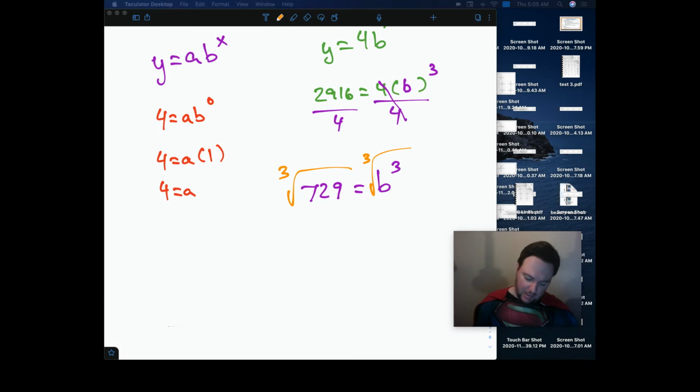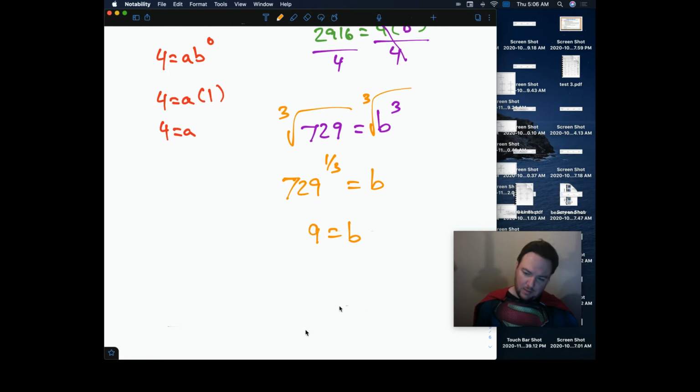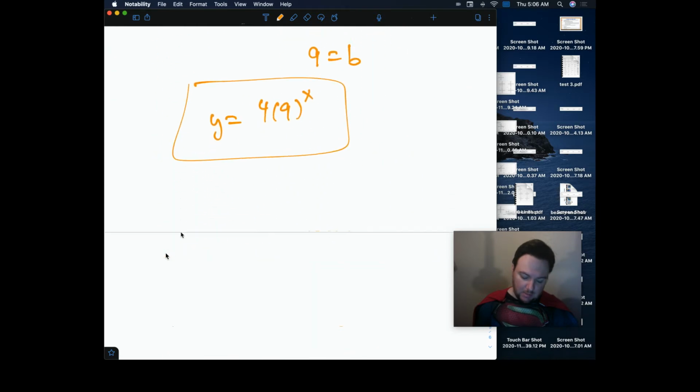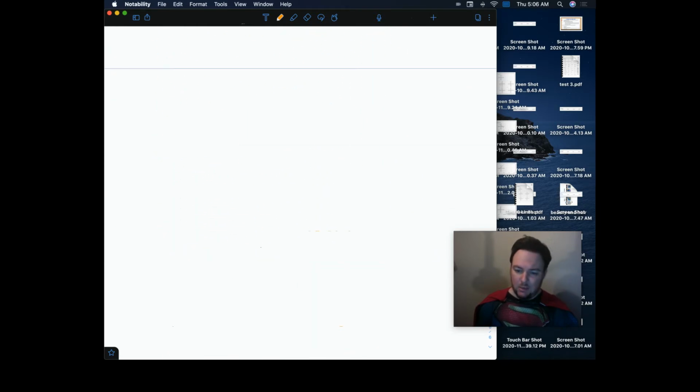I personally like to just do 729. This is the same thing as 729 to the 1/3 power, which I think is a little easier to type in the calculator. You just caret 1 to the 3rd. And in case this gives me 9, b is 9. So now I can write the complete function as y equals 4 times 9 to the x. Boom. There's my answer. So hopefully that makes sense. Let's keep going. We got a lot to do. All right. Here's the next one.